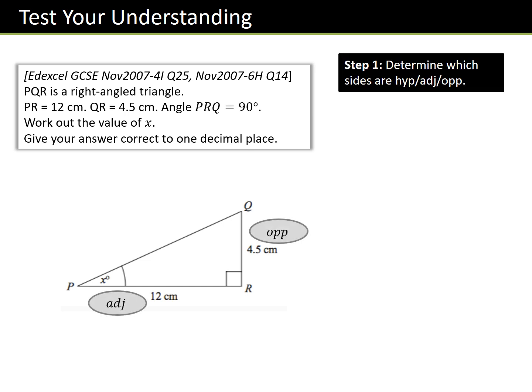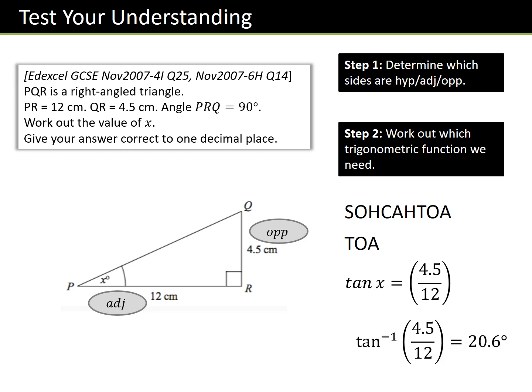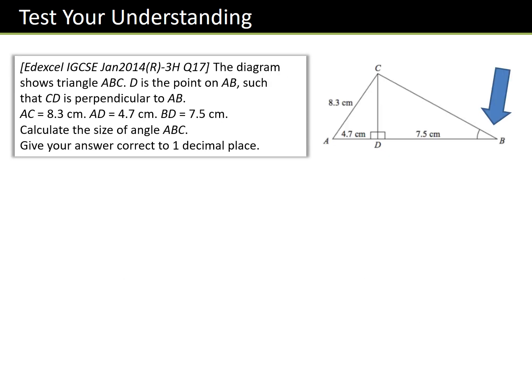So step 1. Determine which sides are the hypotenuse, adjacent or opposite. So I've got an opposite and adjacent. So if I'm going to work out my trig function, I can write down SOHCAHTOA, and I notice that I've got an opposite and adjacent, which means I need the TOA part, which is the tan. So the tan of the angle is 4.5 over 12. So if I take tan to the -1, the opposite, and I get my calculator to do the opposite for me, I get 20.6 degrees.